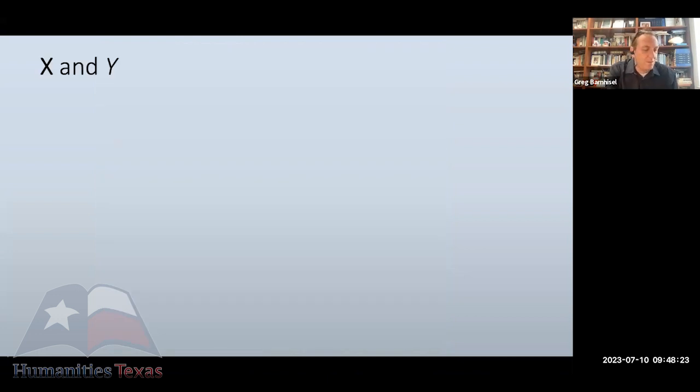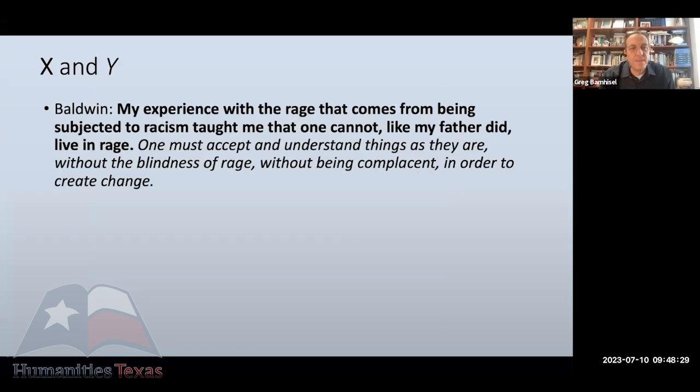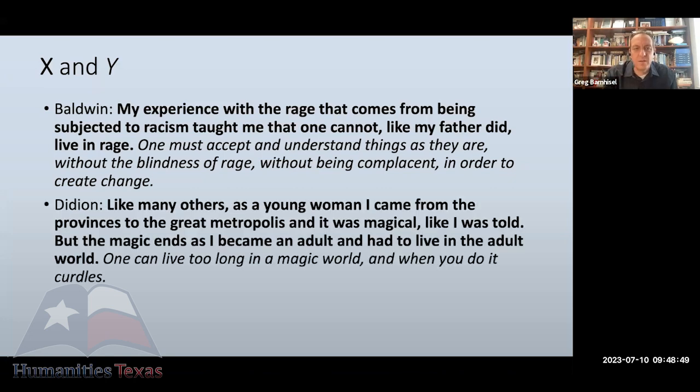Okay, so X and Y. Let's see how this formula applies to the things that we've just been looking at. Like with Baldwin, the X: my experience with the rage that comes from being subjected to racism taught me that one cannot, like my father did, live in rage. One must accept and understand things as they are, without the blindness of rage, without being complacent, in order to create change. X and Y.